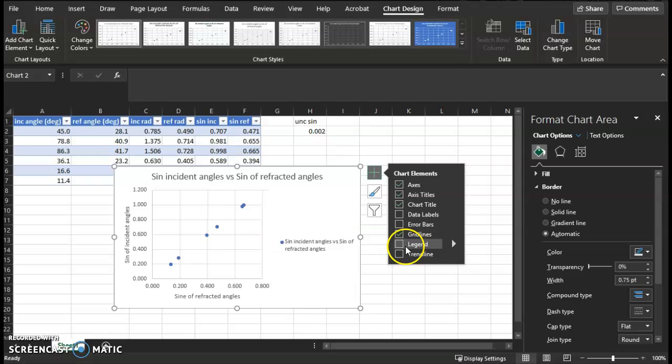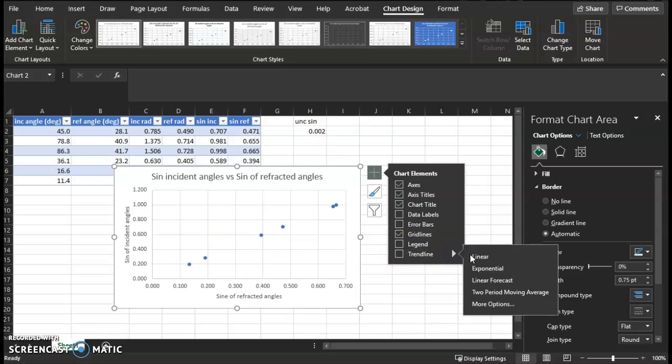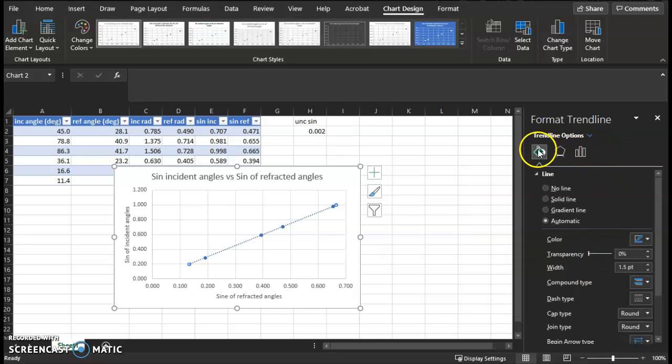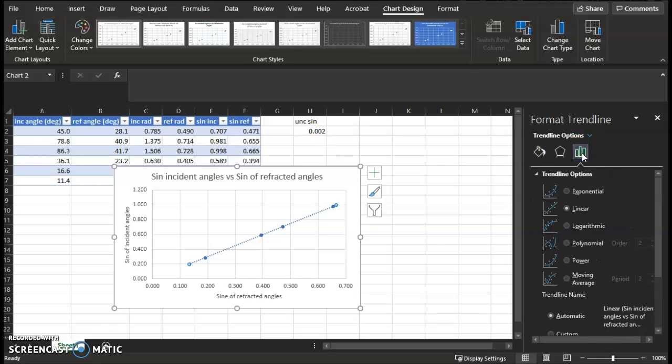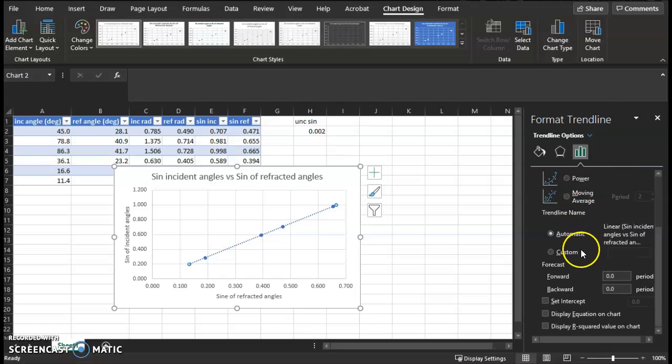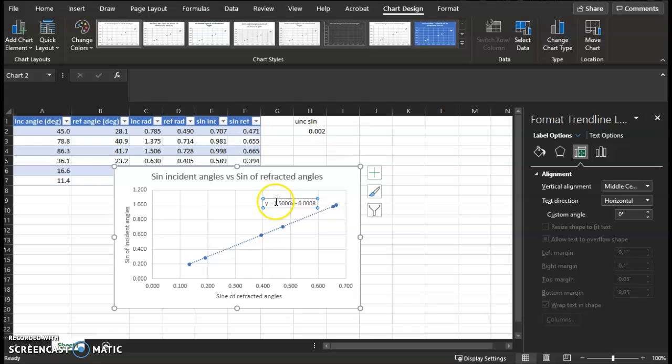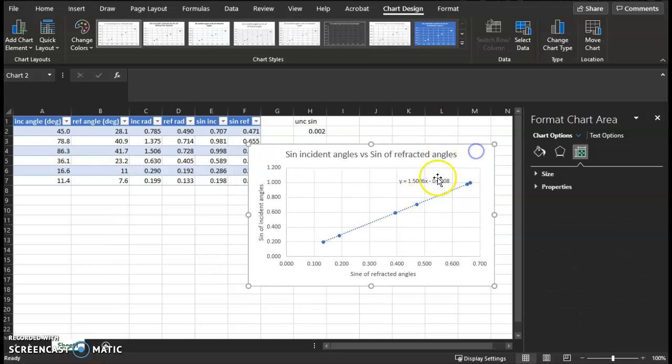We'll add a trend line. Linear, of course. More options. And to display the equation, make sure you click these vertical bars here. Scroll down, display equation on chart. The slope of this graph is my index of refraction for the medium. Your index of refraction should be something totally different. You're doing one of the mystery compounds.